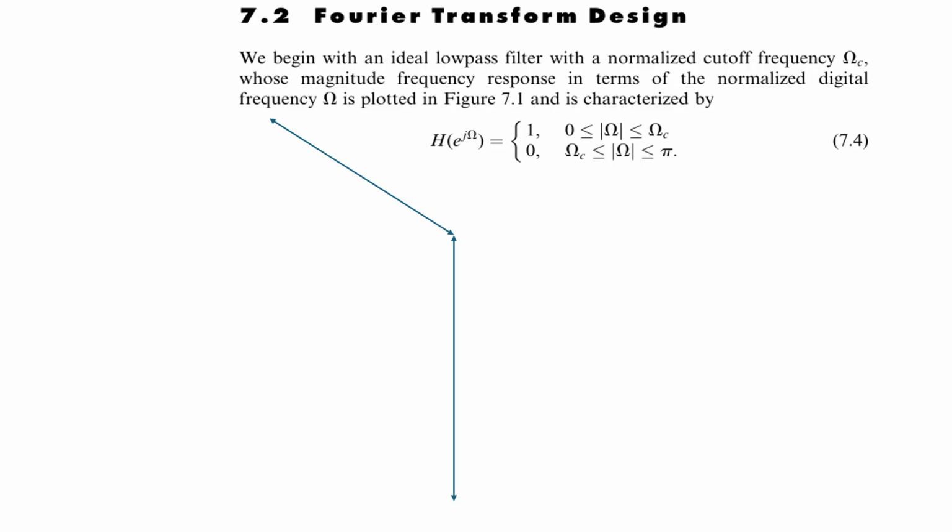So now, Fourier transform design. Here, an ideal low pass filter with a normalized cutoff frequency, whose magnitude frequency response is given in terms of the normalized frequency. So actually, what is our target? Our target is to take the Fourier transform of the filter. So how will we do that?